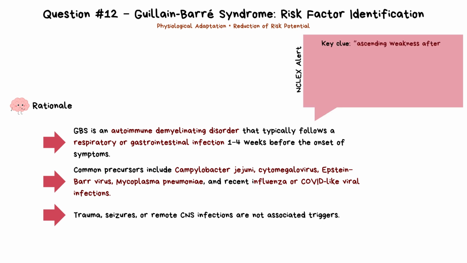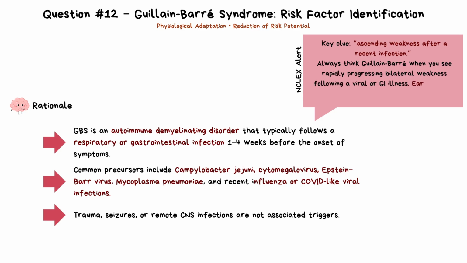Here's your NCLEX alert. Remember this clue. Ascending weakness after a recent infection. That phrase almost always points to GBS. And keep in mind, the main danger isn't paralysis itself, it's respiratory muscle failure.